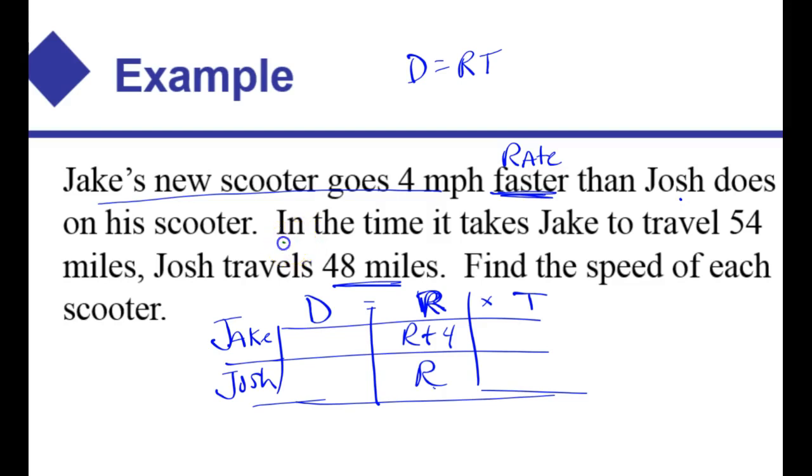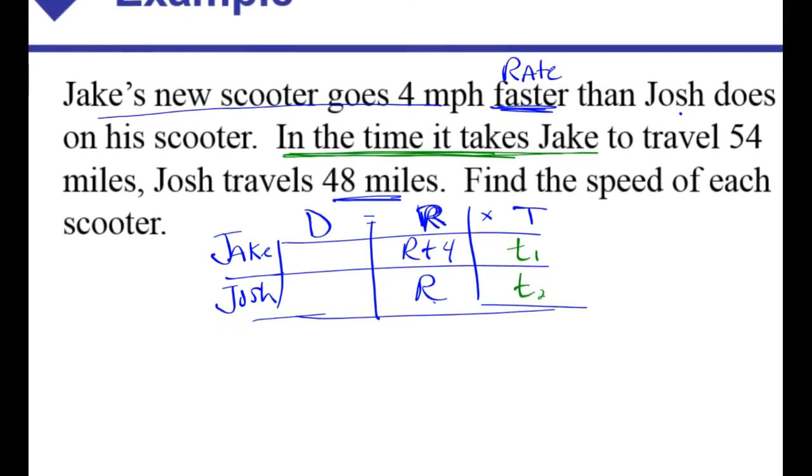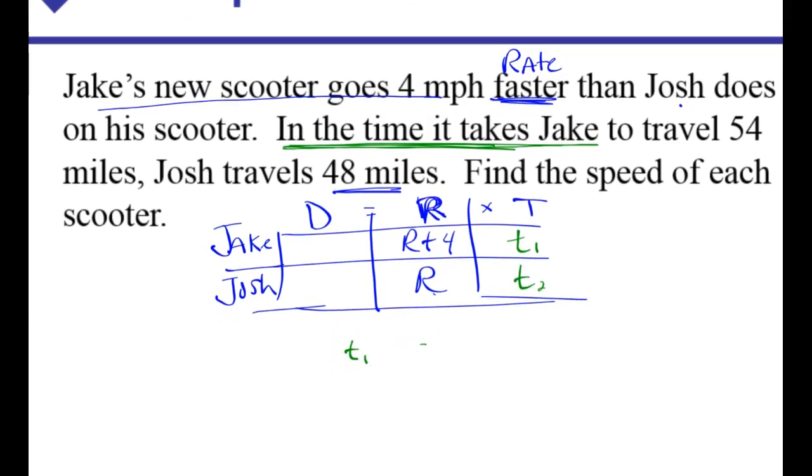Next thing it says, in the same time that it takes... I added the word same, but I wanted you to see that however long it takes Jake, we'll call that time 1, Josh takes the same amount of time. So we know from this that time 1 should equal time 2. Jake's time should equal Josh's time. So let's see. Jake is going to travel now 54 miles. So we'll put that here. And Josh travels 48. And I think I have everything I need.